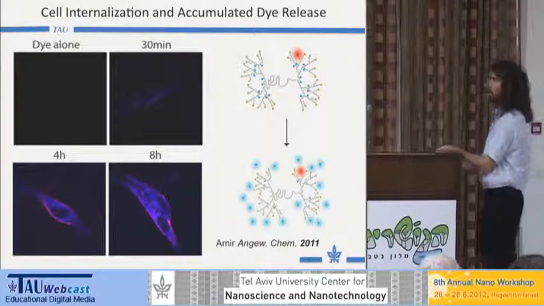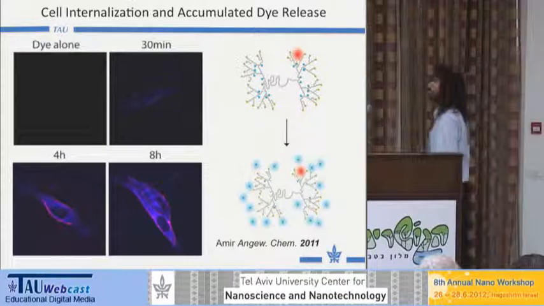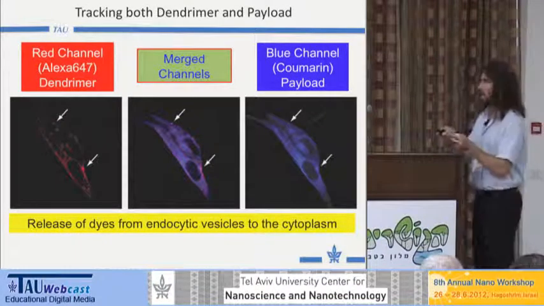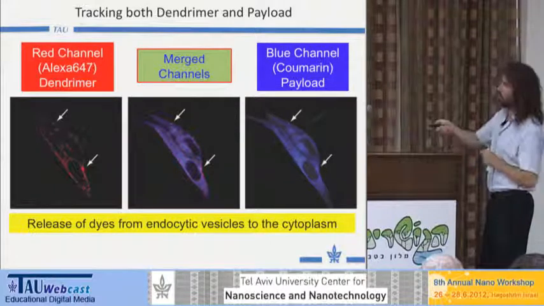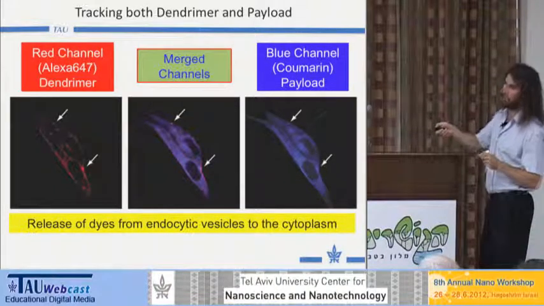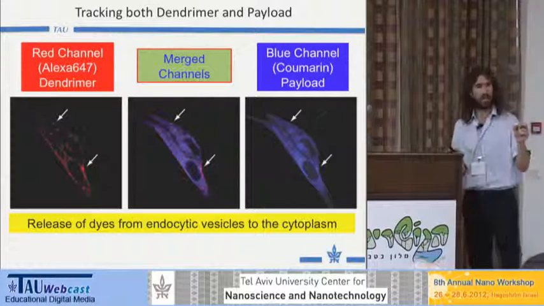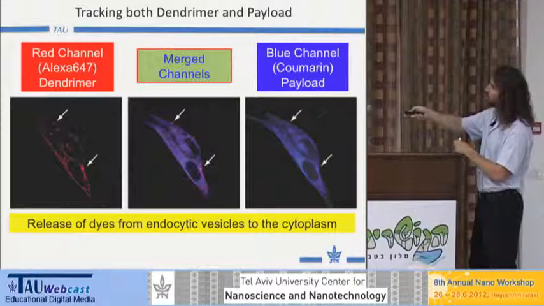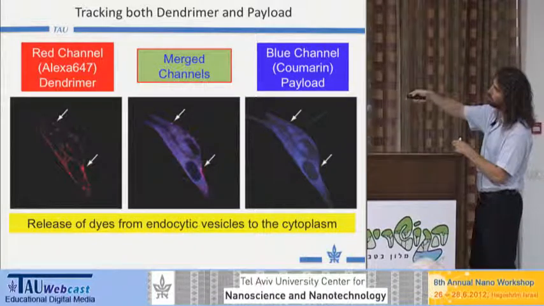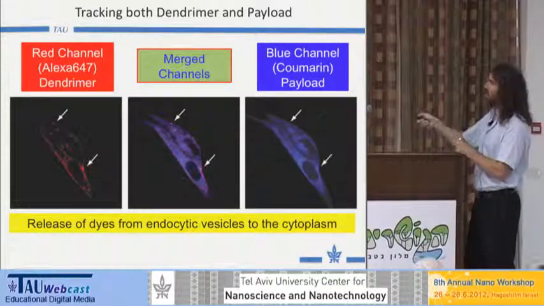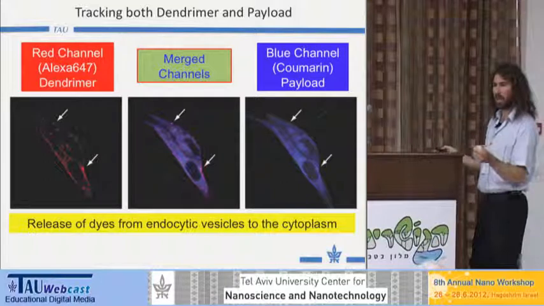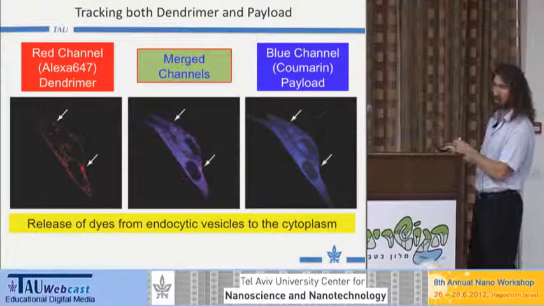If we look at the separate channels, you can see that if we look at the red channel, which corresponds, again, only to the dendrimer, the dendrimer is not spread throughout the cell. It's rather localized within vesicles or certain areas inside the cell. However, there are some points of strong intensity colocalization between the two channels. However, if we look at the blue channel, which corresponds to the coumarin that's being released, you can see that the coumarin is released throughout the cell.